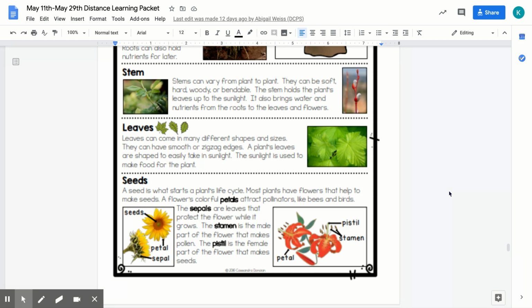Leaves. Leaves can come in many different shapes and sizes. They can have smooth or zigzag edges. A plant's leaves are shaped to easily take in sunlight. The sunlight is used to make food for the plant.